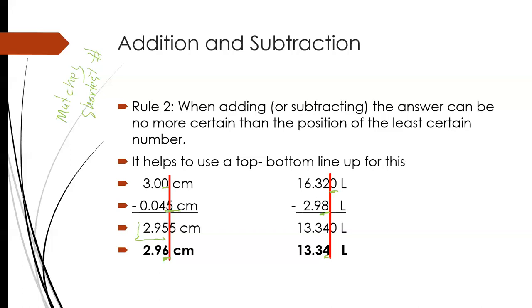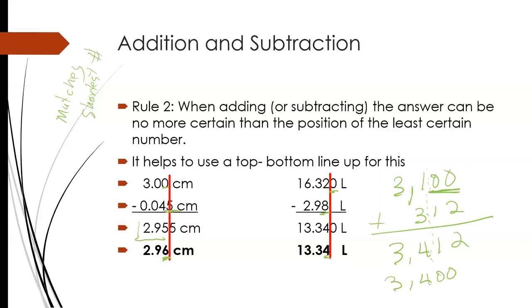But let's say that we had 3,100, and we add to that 312. That would become 3,412. But our answer, because these are not significant, would be tied in with 3,400. Because our first value is tied in the hundreds place. That's where its uncertainty began.